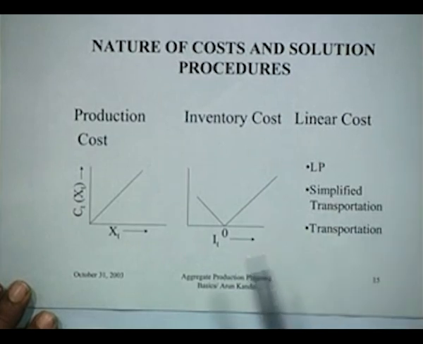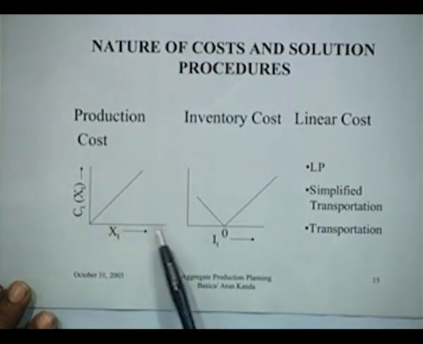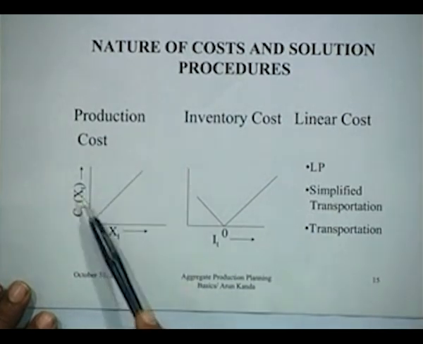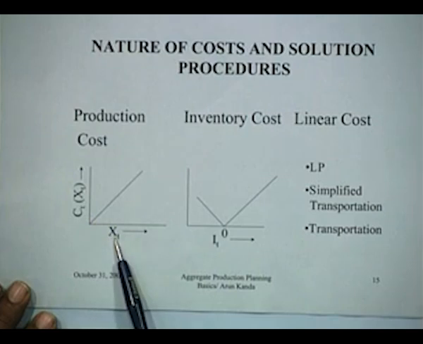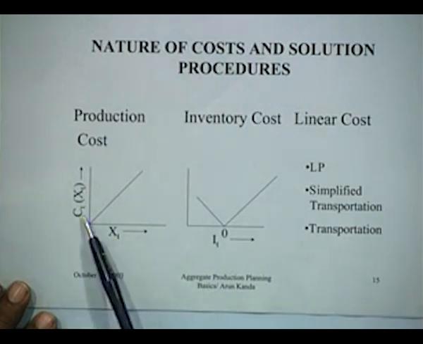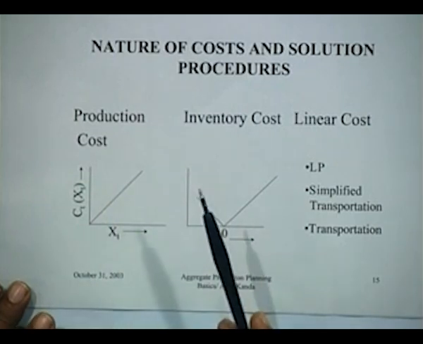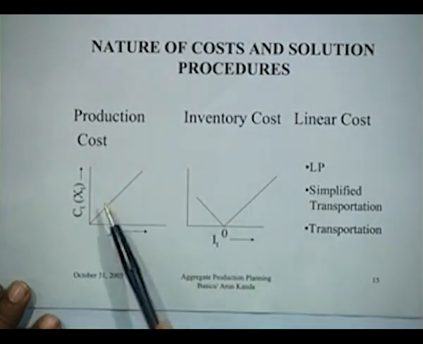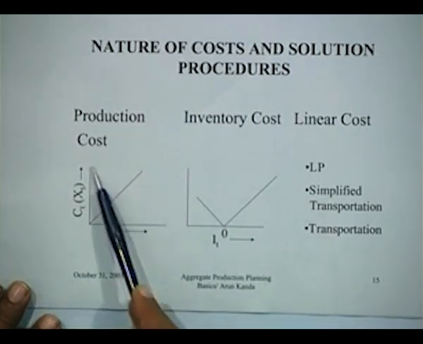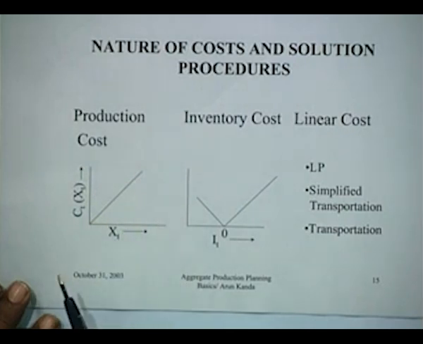For instance, if you have a situation like this, where the production cost in a particular period, say x_t is the production in period t and c_t x_t is the production cost, if this is linear, that means it passes through the origin. It is like saying that the slope of this line is the cost per piece, right. So, whatever the cost is like this, it is a linear production cost.